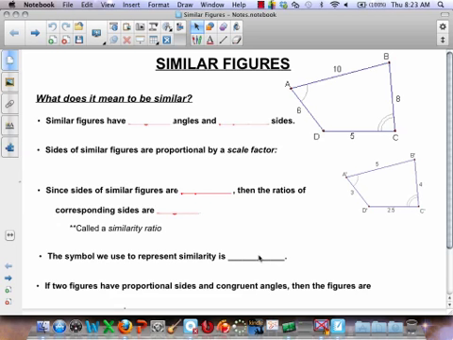Guys, I got a question for you. When we talk about similarity, which is really what our next unit is, the next couple of days here in class, what does it mean to be similar? You're alike. What does that really mean?